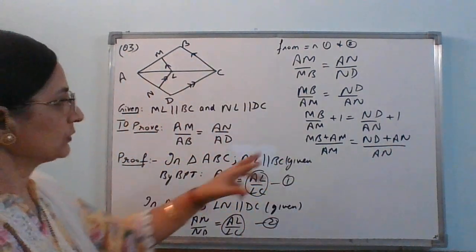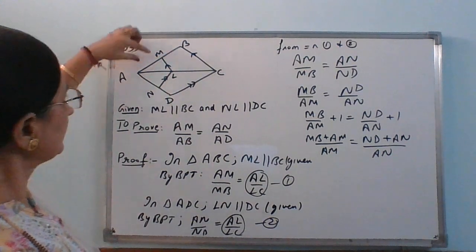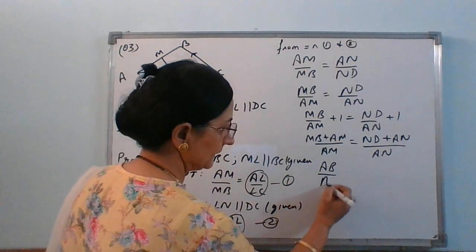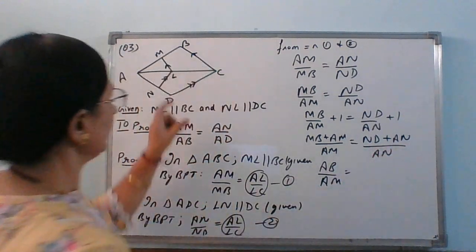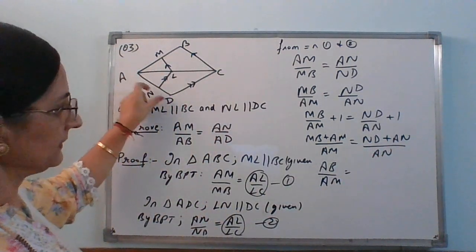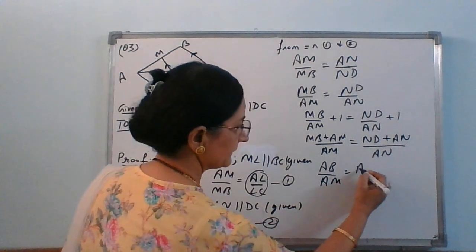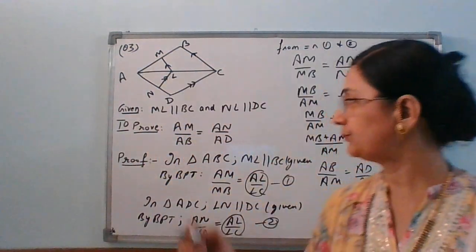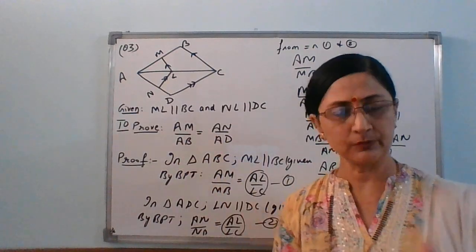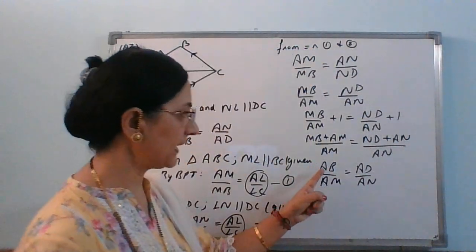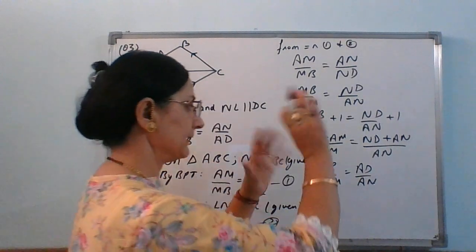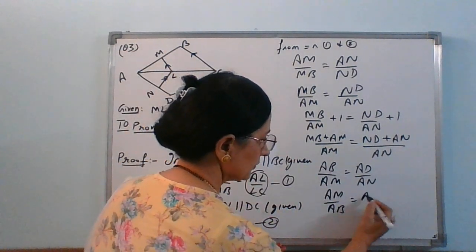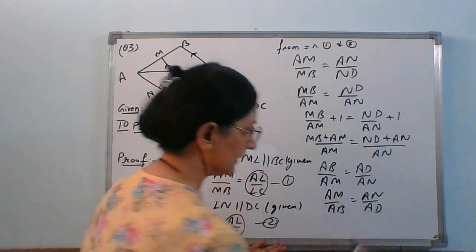So now let us see what is this MB plus AM, that is AB. So here we are able to make that AB. Here it is ND plus AN, that is AD, upon AN. Now let us see what we have to prove. We have to prove AM upon AB. AB should be in the denominator, but we have AB in the numerator. Again, let us reverse, right? AM goes up, AB comes down. AN goes up, AD comes down.